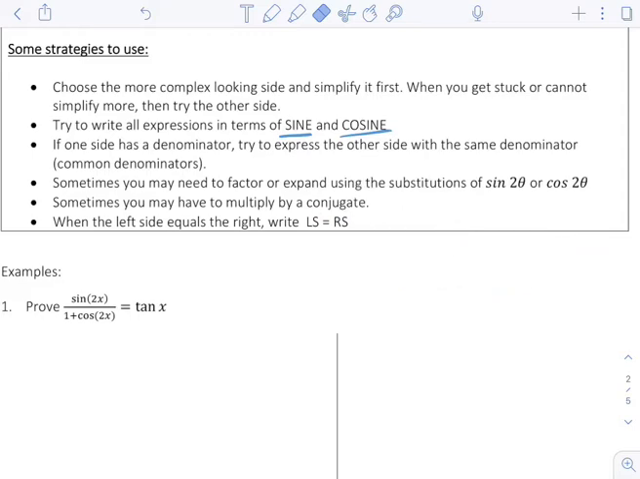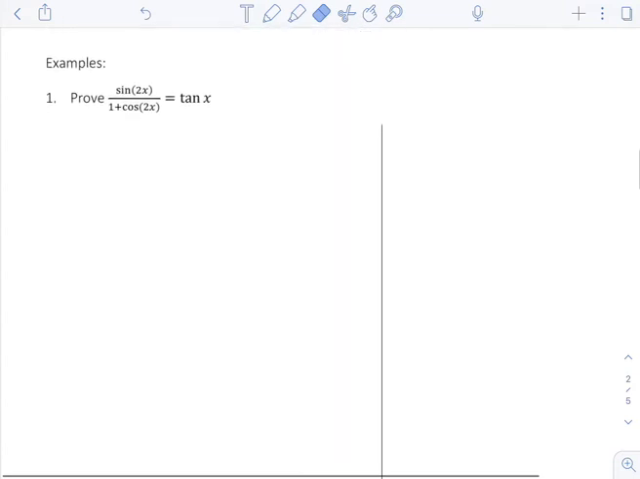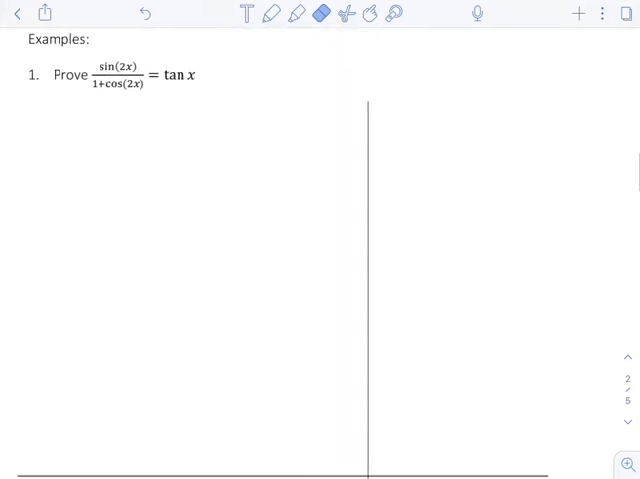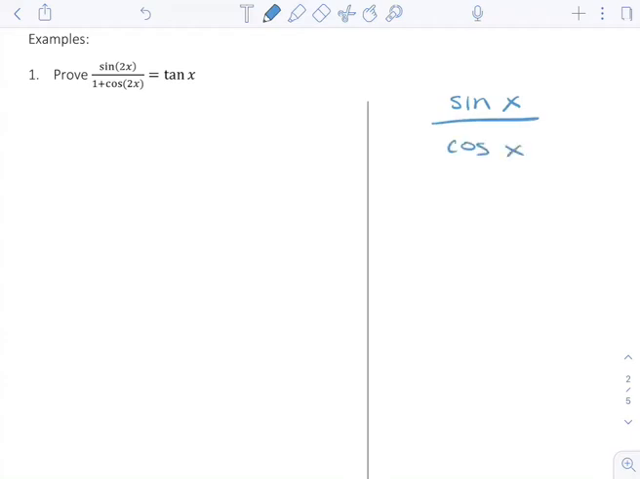All right, so let's get into it here. We want to make left and right side match. So first one here, prove that sine 2x over 1 plus cos 2x is equal to tan x. So a couple of things that we'll look for even before we start. I see a double angle formula on top, I see a double angle formula on the bottom, and I see a tan. I know that tan is equal to sine x over cos x. Okay, that's my right side.